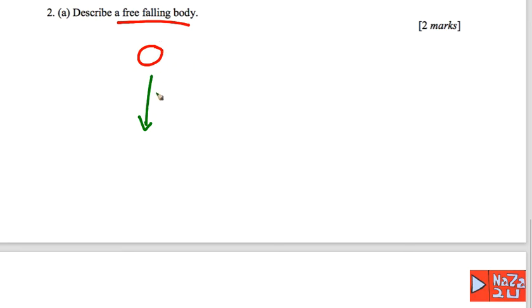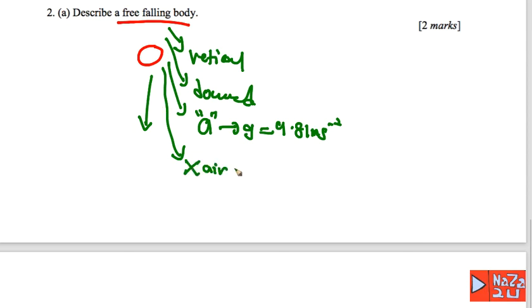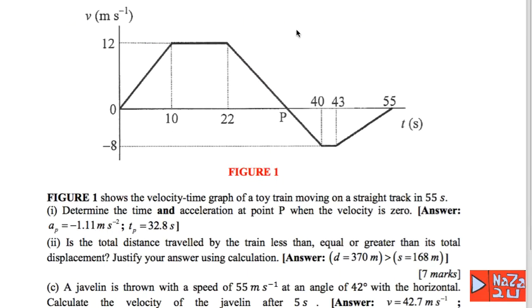This is vertical, meaning on the, let's say, the y direction. And the object's motion is vertical, and the direction is always downward, and it accelerates by the gravitation g, 9.81 meters per second squared. And the situation here is without air resistance, right? So this is the characteristic of how you can describe the free falling body. Continue to the next question.